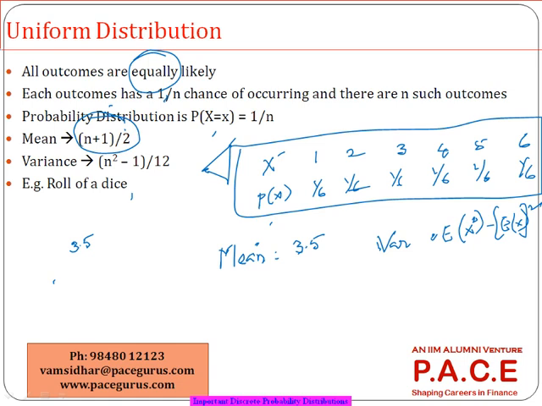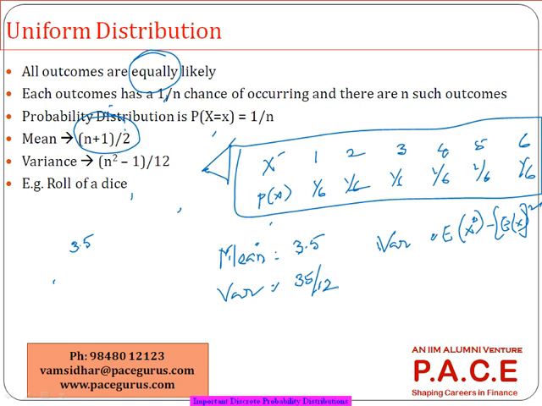Now it says if it follows a uniform distribution, you don't need to do that entire aspect. The variance is directly coming out as (n squared minus 1) by 12. N is 6 here, 36 minus 1, 35 by 12 is the variance.